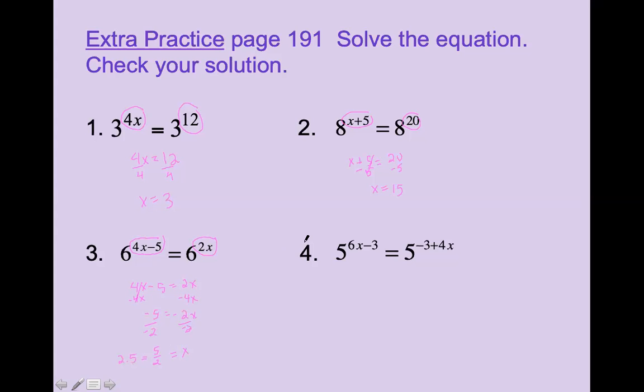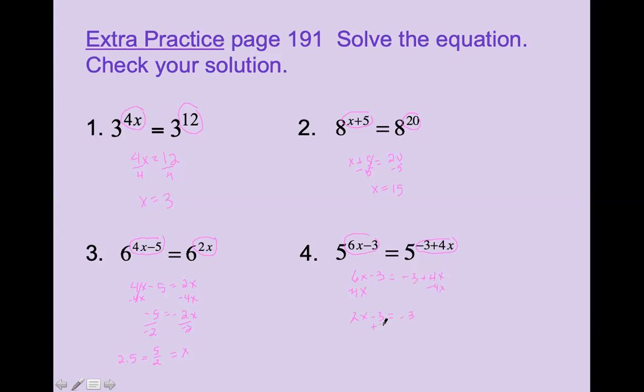All right, let's look at this one. This time we have a base of 5. Our exponents are 6x minus 3 and -3 plus 4x. So I'm going to set the exponents equal to each other since they have the same base, and I'm going to solve for x. So I'm going to get my x's together on the left by subtracting 4x from both sides. So 6x minus 4x is 2x, minus 3 equals -3.